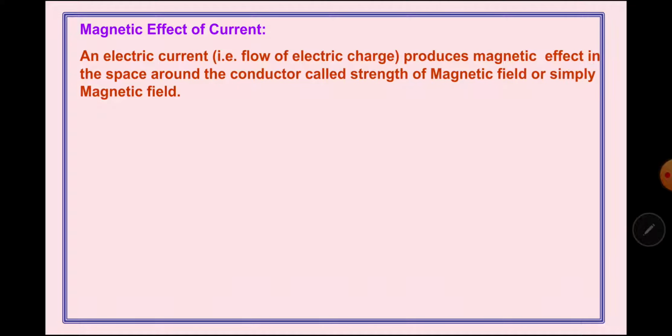That region around the mass is known as its gravitational field. Similarly, if we are considering a charge, there is a region around that charge up to which its electrical influence can be felt, and that region is called the electric field.